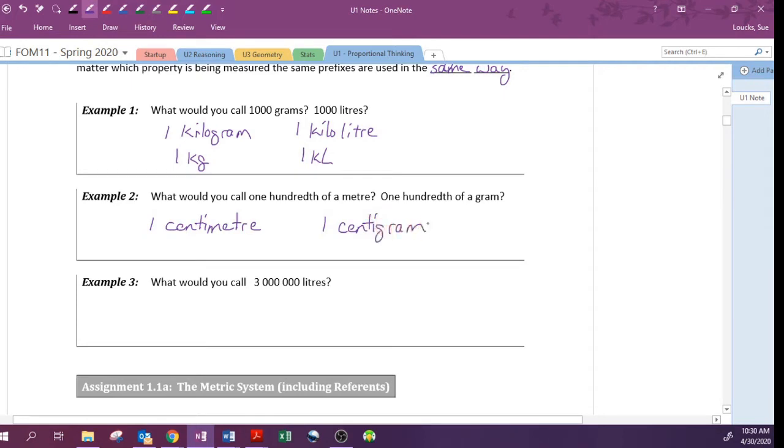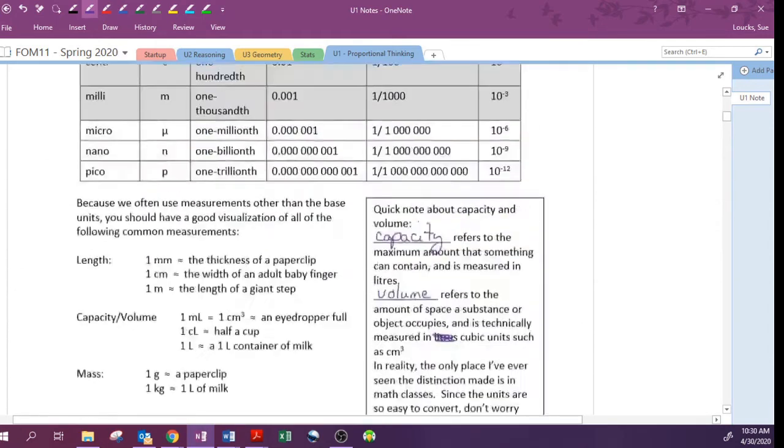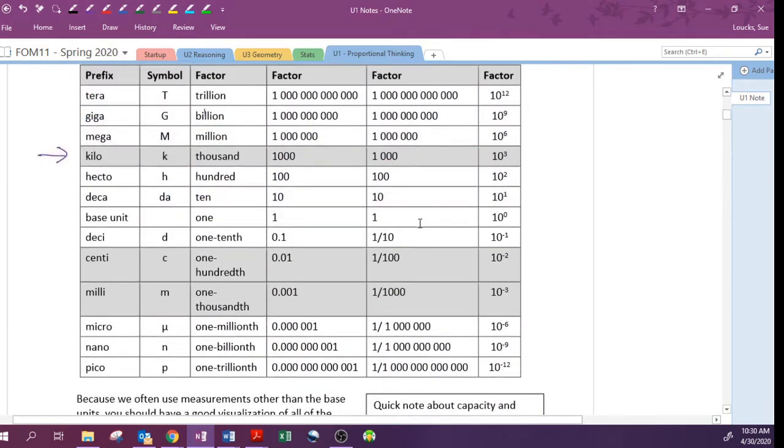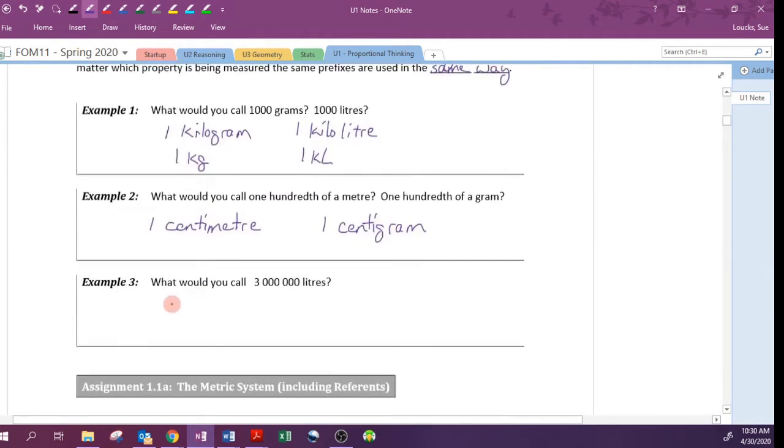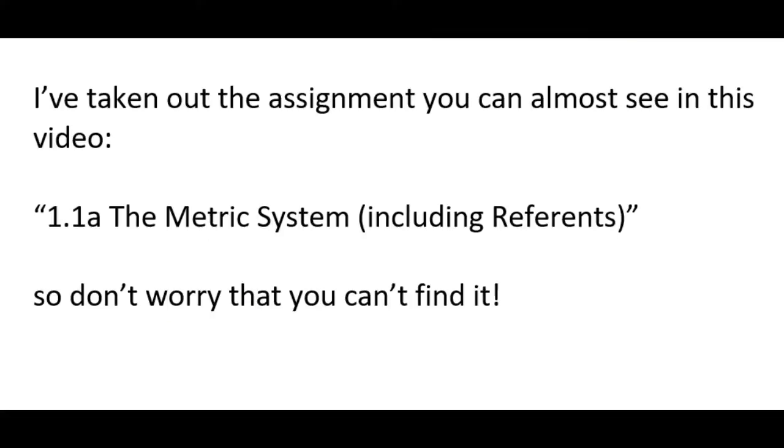And what would you call 3 million liters? Well, let's go to the table. And million is mega, which is abbreviated with a capital M. So this would be, and there's 3 of them, so this would be 3 megaliters, or 3 capital M, capital L. Okay?